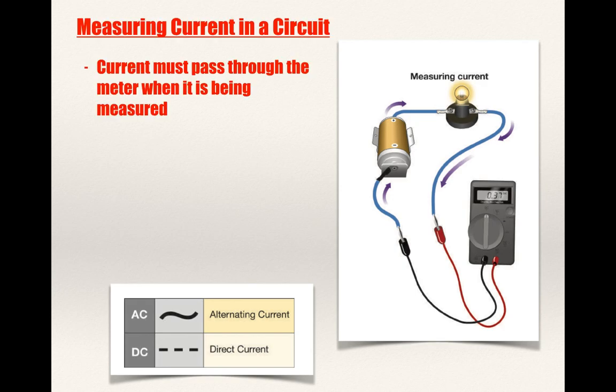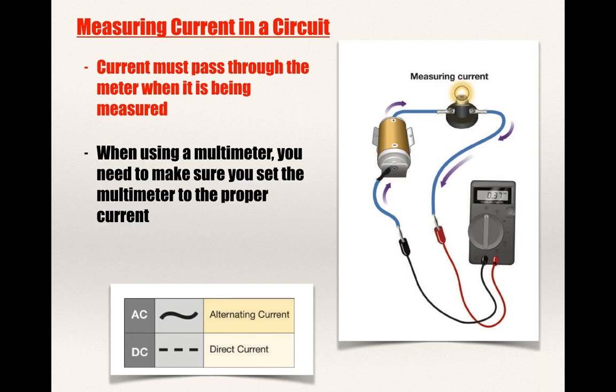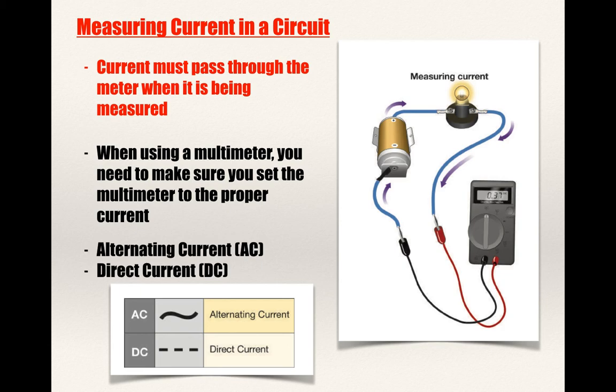Finally, the last thing this section talks about is measuring the current in a circuit. Like I said earlier, that current must pass through the meter when it's being measured. So you can't just put it anywhere, you've got to line it up properly. When you're using a multimeter, you need to make sure you set the meter to the proper current. There are actually 2 different types of current, AC and DC current. Now you can see where the rock band got their name from. Alternating current and direct current.